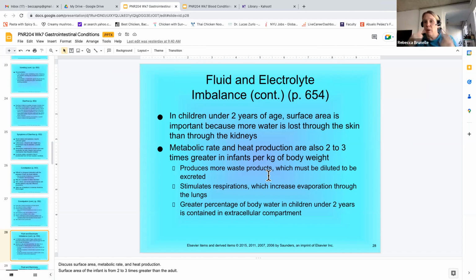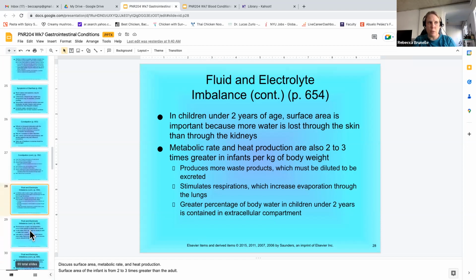And they also have a higher metabolic rate. So they need more calories based on their size. So they tend to run a little bit hotter. They have a higher body temperature. They lose more fluid through their skin, because they have a higher body surface area to weight, and because of their kidneys. So those are all different reasons why they're more likely to become dehydrated.